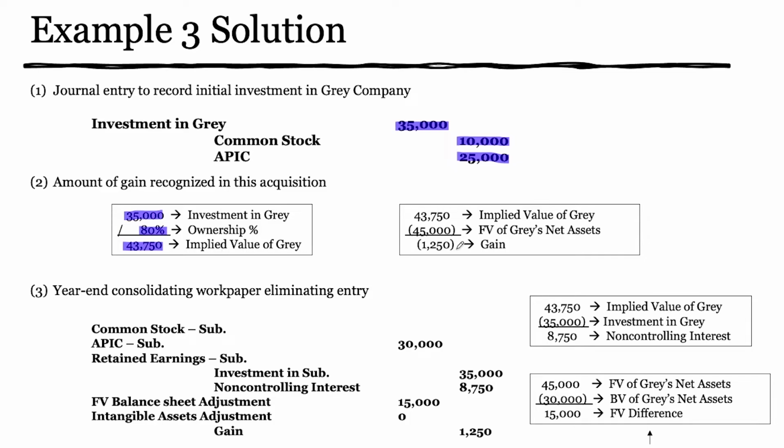Now to calculate the goodwill or the gain, we're going to take the implied fair value of Gray at $43,750 and subtract out the fair value of Gray's net assets. Now in this problem, the fair value of Gray's net assets is actually in excess of the implied fair value, which results in negative $1,250, or a gain. So whenever this number is positive, or the implied fair value is over the fair value of Gray's net assets, you're going to be using goodwill. However, if the fair value of the subsidiary's net assets is in excess of the implied fair value of that subsidiary, that's how you know you have a gain.